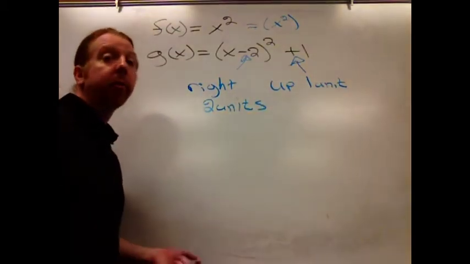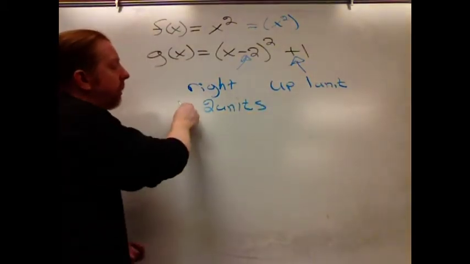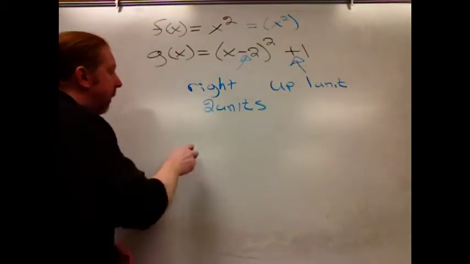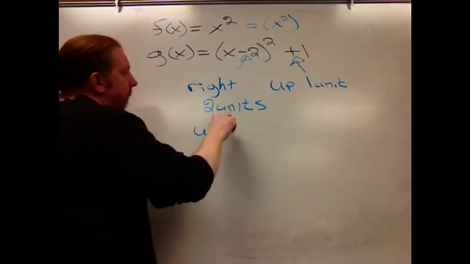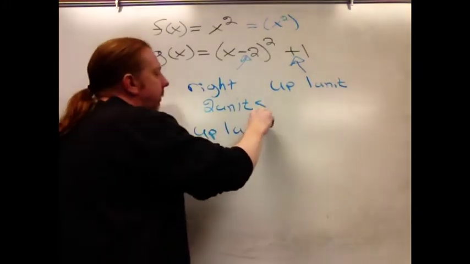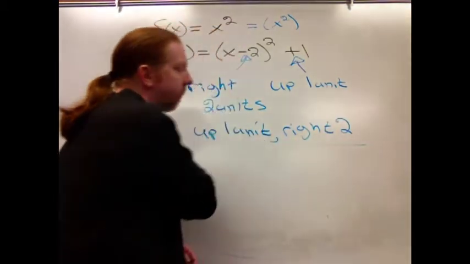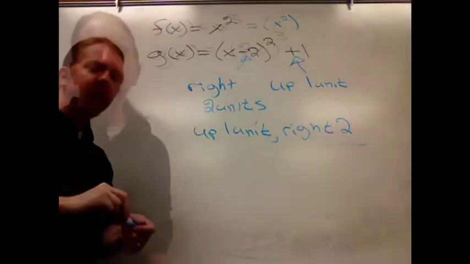So I would best describe this translation as right 2, up 1. And that would be my entire statement. Up 1 unit, right 2. And I'm done. Let's look at another one.